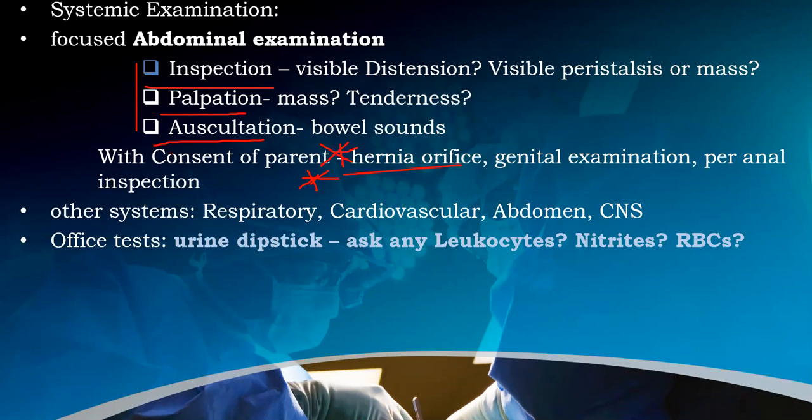Then you will say, I would also like to finish all other systemic examination, including respiratory, cardiovascular, and abdomen. Normally, the examiner will say those are normal. And for any physical examination, we finish with office tests. So ask, is there any office test available, like urine dipstick? For a child, urine dipstick is important because we can ask about leukocytes and nitrites. Sometimes if you just say urine dipstick, the examiner can ask what you are looking for. So you will say, I'm looking for any leukocyte, nitrite, or RBC.